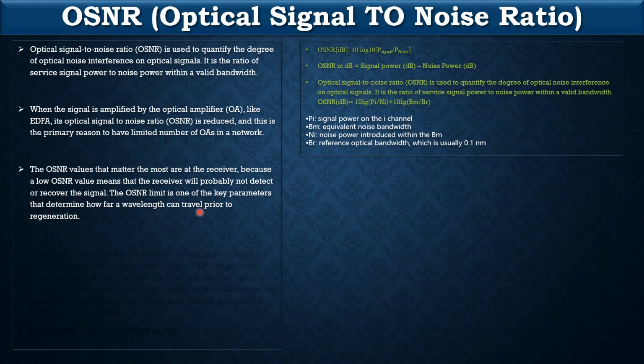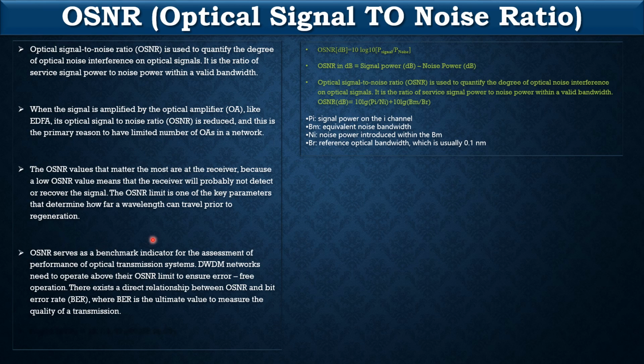So the OSNR limit is one of the key parameters that determine how far a wavelength can travel prior to regeneration. It means the OSNR is the parameter which determines how far a wavelength can travel without regeneration. This is the parameter which limits. It is not possible that for a particular span we keep introducing a number of optical amplifiers and the signal goes to a very far distance. No, it's not possible. It is the OSNR which limits the distance.